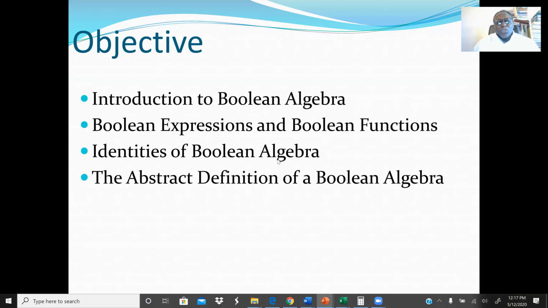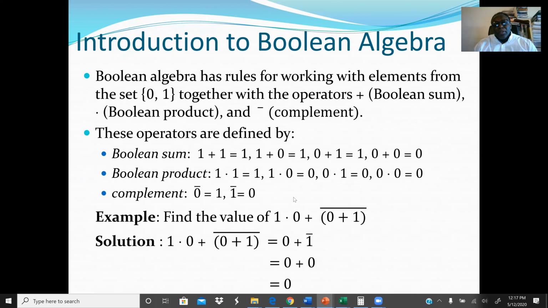So our main objective is to go through what a Boolean algebra is. Then we're going to discuss Boolean expressions and also Boolean functions. Also, we are going to talk about the identities of Boolean algebra and also the abstract definition of a Boolean algebra. So let's start with the introduction to Boolean algebra.